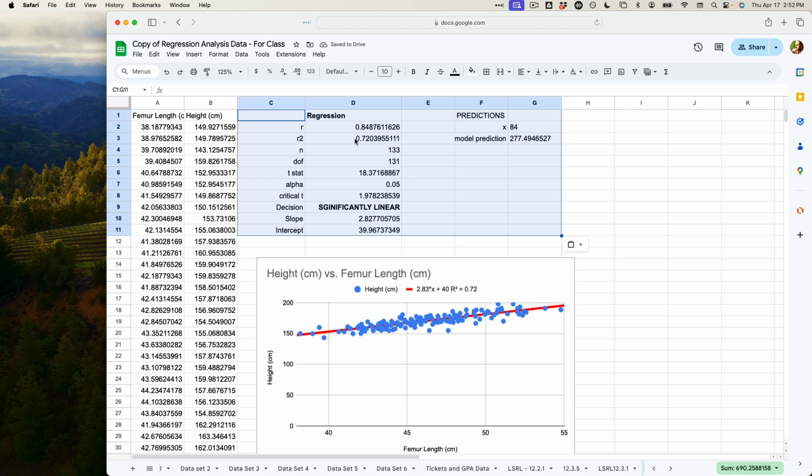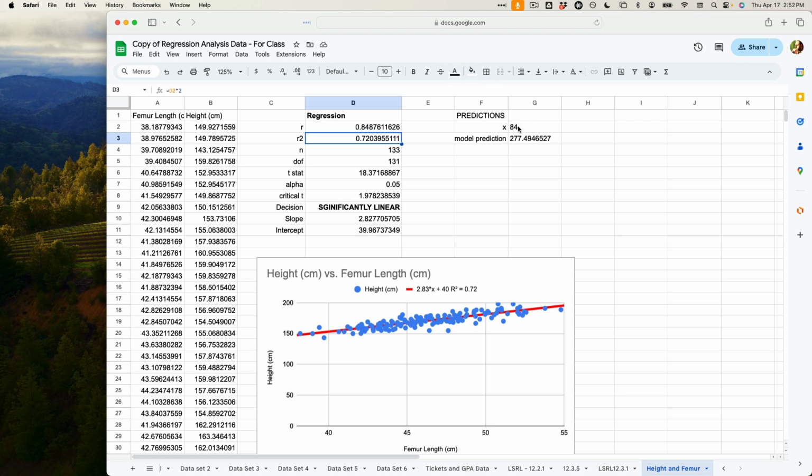OK, right? So I knew that I had a mistake because my r-squared didn't match this r-squared, and now all is well. And indeed, my slope is 2.827, which is 2.83 rounded over here. My intercept is about 40, which is what the equation is giving me. My r-squared is 72. So what this means is 72% of the variability in the data of people's heights is explained by the variability in the femur. Okay?